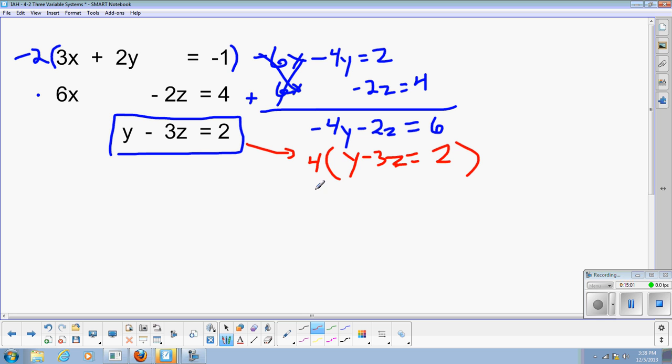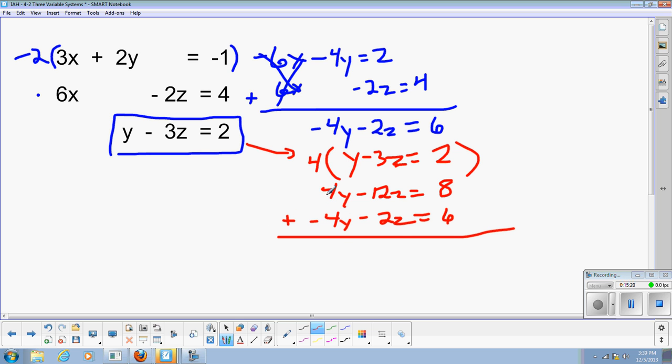So multiply by 4: 4y minus 12z equals 8. Copy the top equation, minus 4y. Okay, add the two together. Y is eliminated. Negative 14z equals 8 plus 6, which is 14. Yes, z equals negative 1.